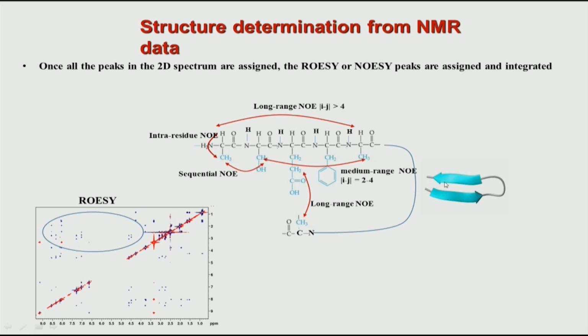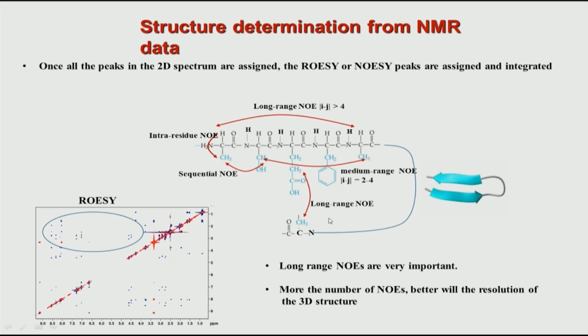You may not see that information if this is an open structure. Suppose these 2 strands are open and they are not coming near each other, then this correlation will not appear. So, by seeing this correlation in a NOESY, one can say that I have got a long range NOE between these 2 residues. This is what is done from the NOESY spectrum: you have to look at all the different NOEs, and out of all of them the long range NOEs are very important.